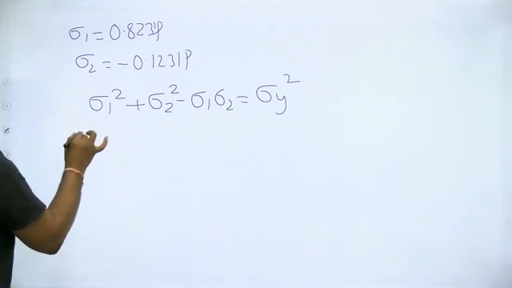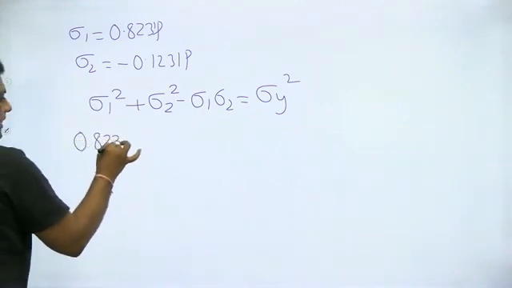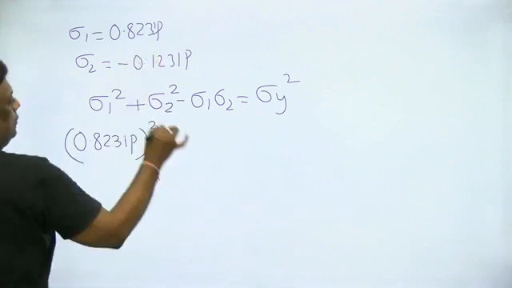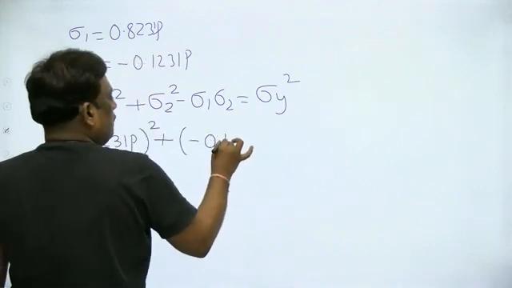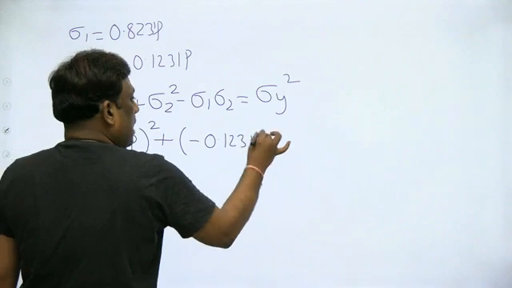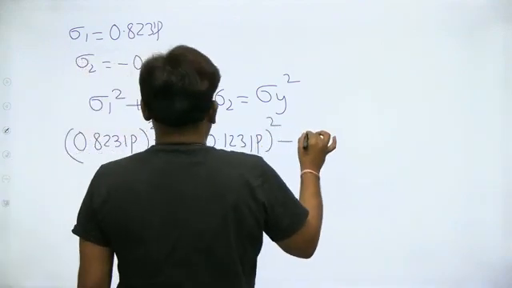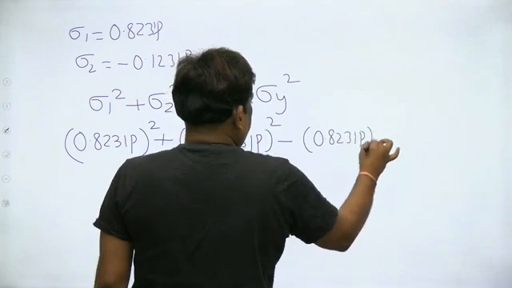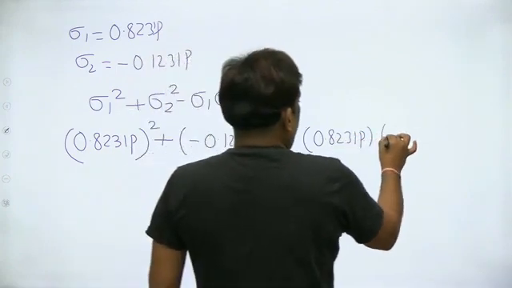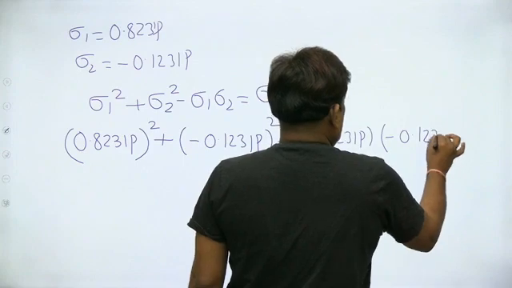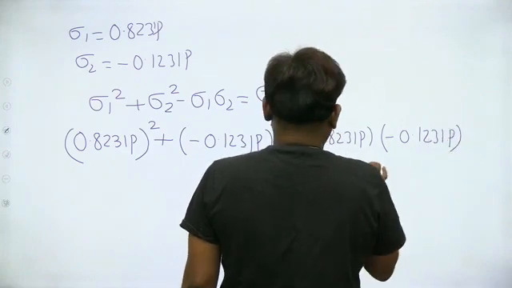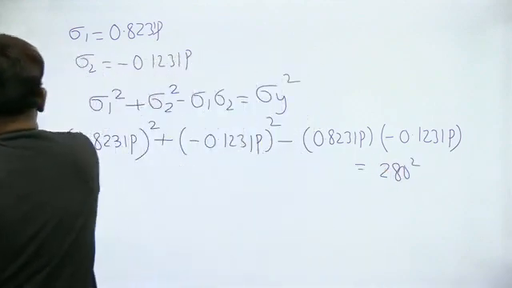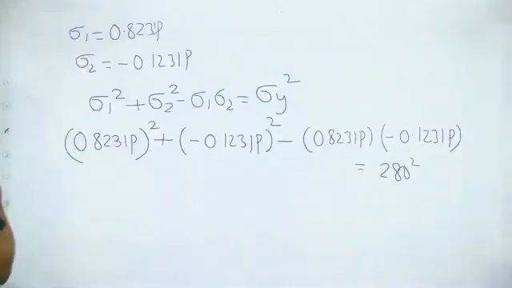Sigma 1, 0.8231 p whole square, plus sigma 2, minus 0.1231 p whole square, minus sigma 1 into sigma 2, that is 0.8231 p into minus 0.1231 p, should be equal to sigma y squared. I think it is given as 280. Let me check once again. Yeah, 280. No issues.